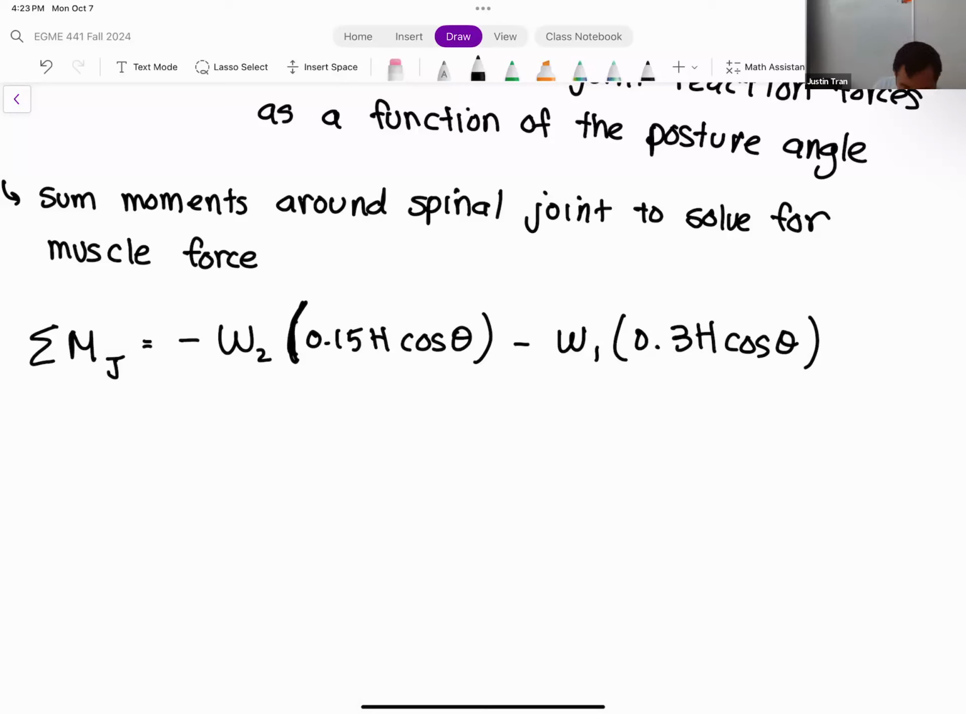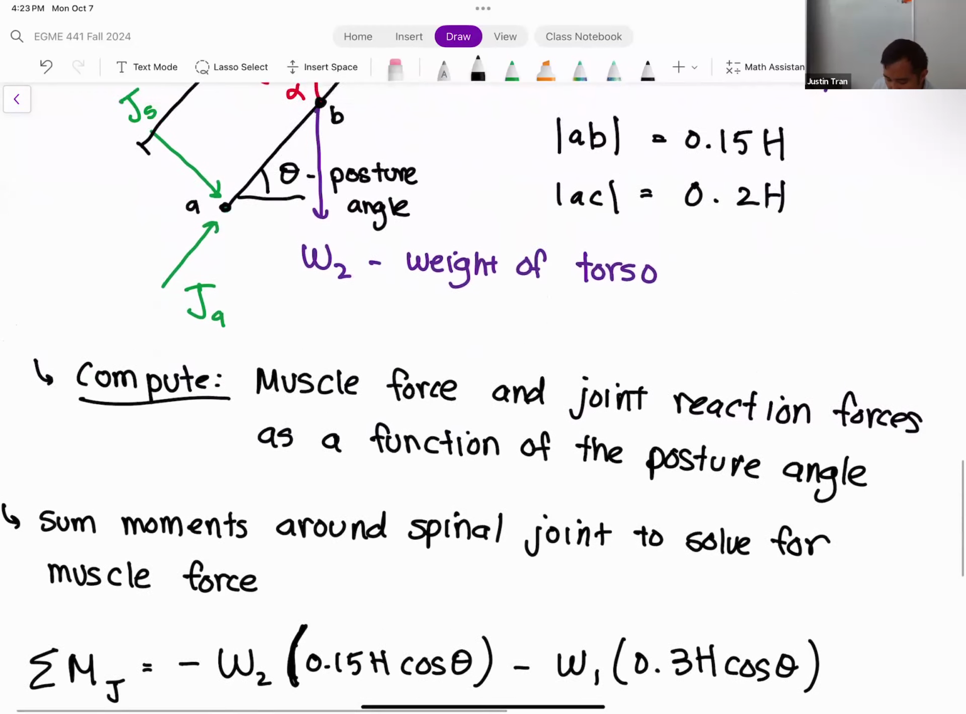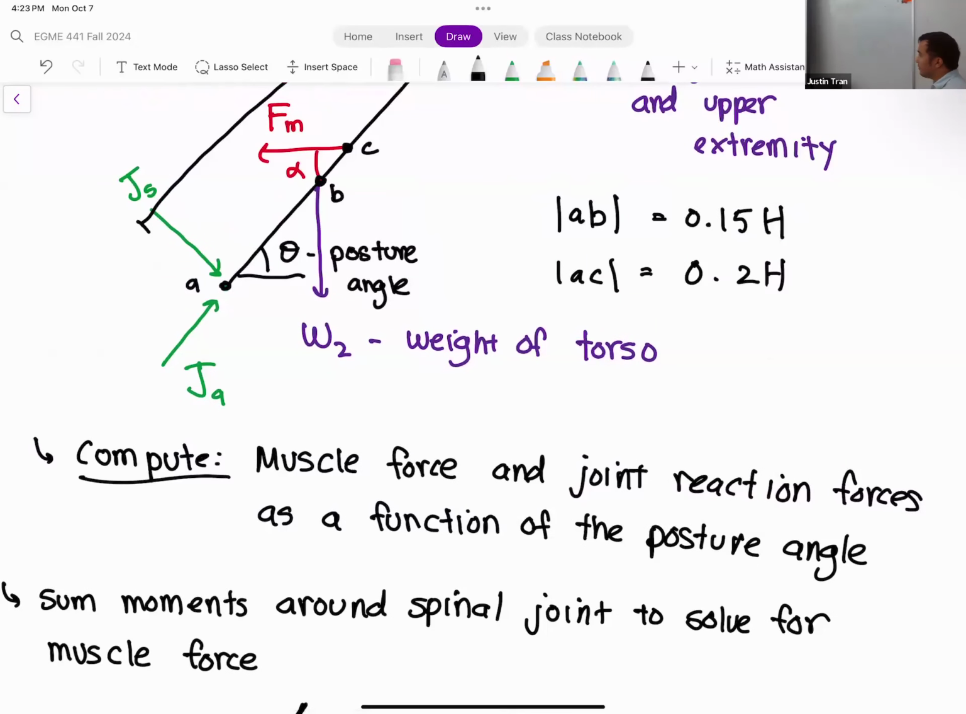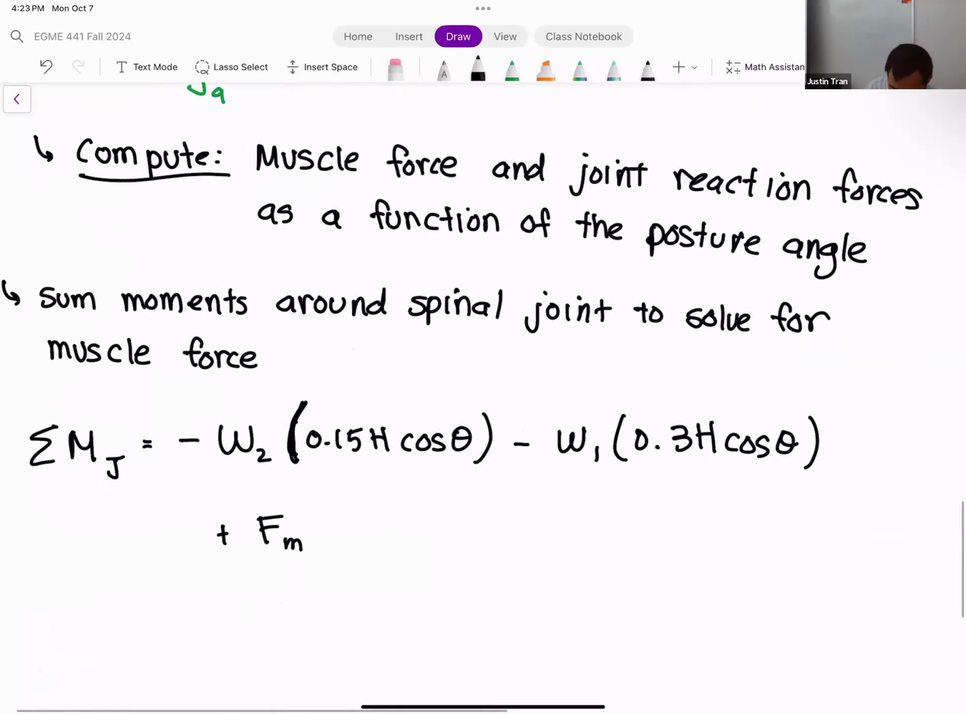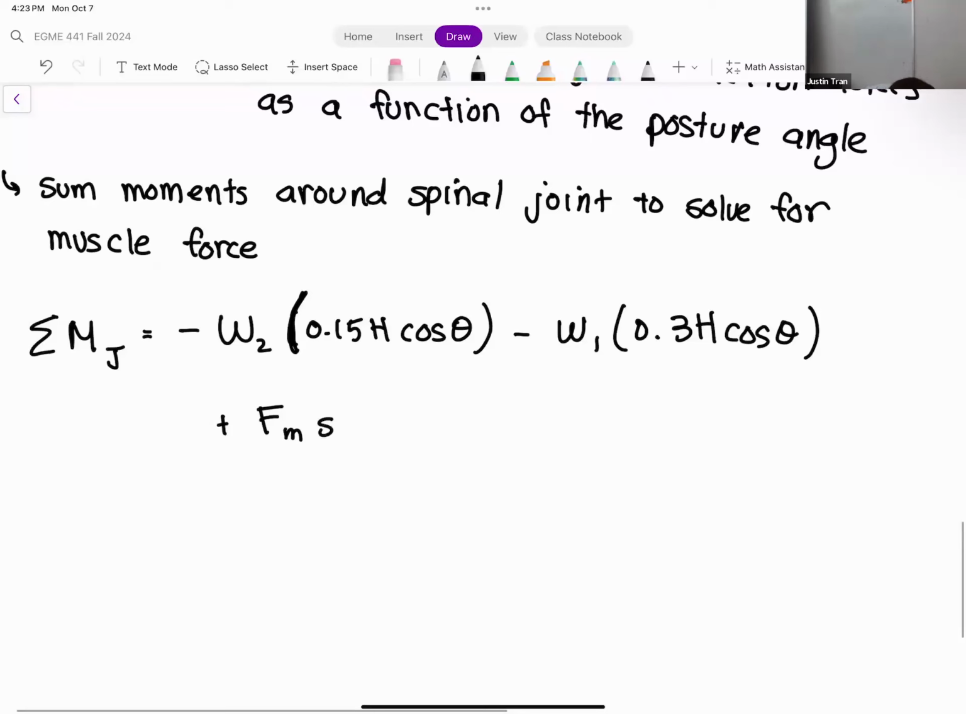And then we have the muscle force that's opposing this. And so we have a plus Fm. Okay. Fm is defined in its usual way here, where it's given by its attachment angle relative to the body segment. Okay. So we want the component of Fm that's perpendicular to that line. So we want Fm sine of alpha. Okay. And then we're going to multiply that by the distance between where the muscle force attaches and the spine joint itself. And so that's going to be 0.2 H.